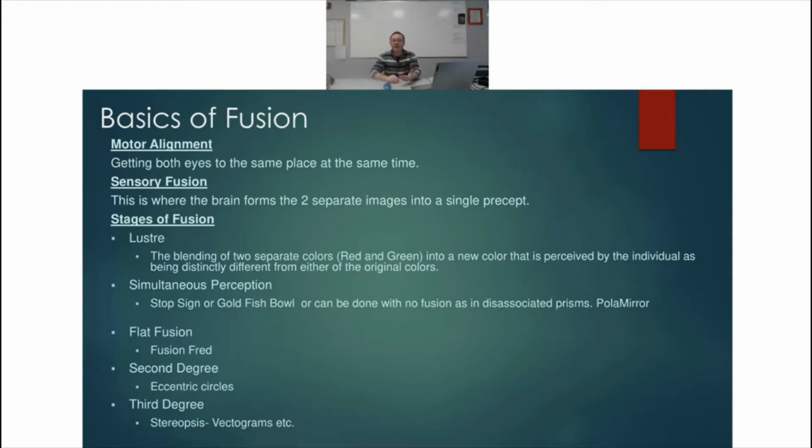Now, there are stages of fusion. The first stage that I'm talking about is kind of this luster. It's just the brain's ability to take what one eye is giving it and what the other eye is giving it and blend them into one new percept.